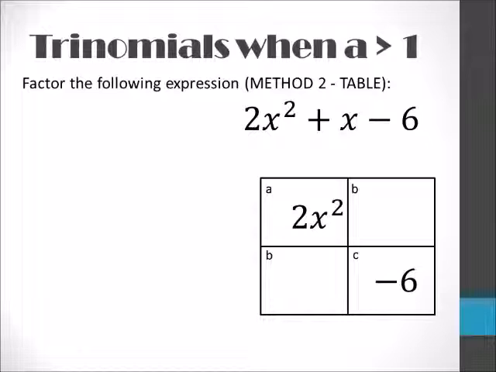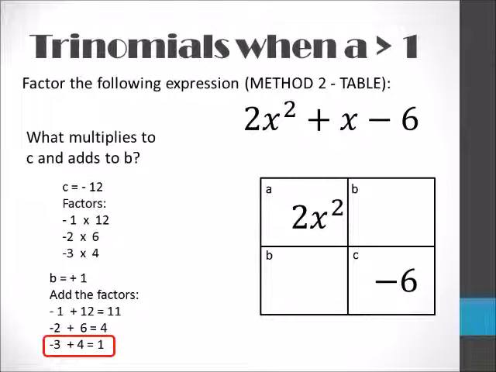Same thing as the previous method, you are going to multiply A to C to get negative 12, and then figure out what factors multiply to C and add to B. Since we already found our factors, we know that we will be using negative 3 and positive 4. Since negative 3 and negative 6 have a GCF, we are going to pair our negative 3x with our negative 6 and our positive 4x with 2x squared.